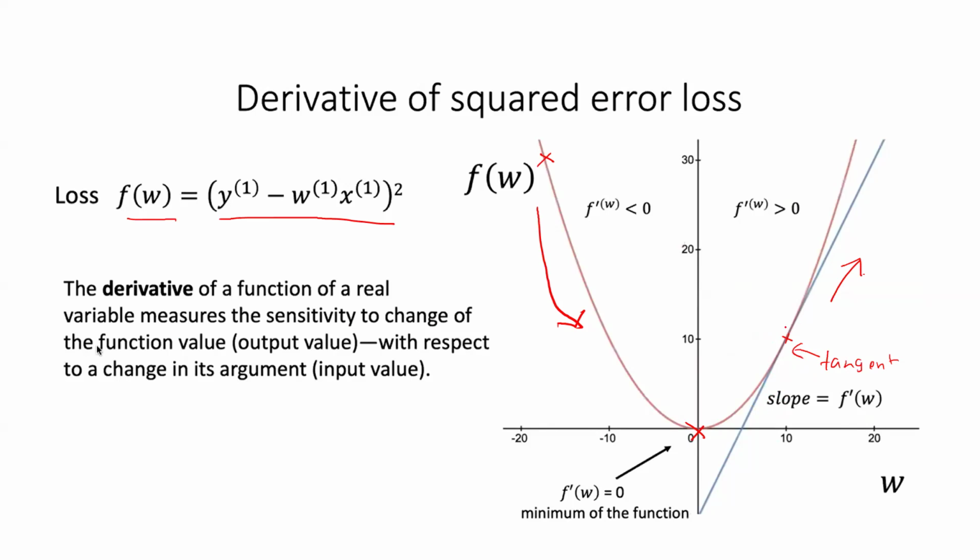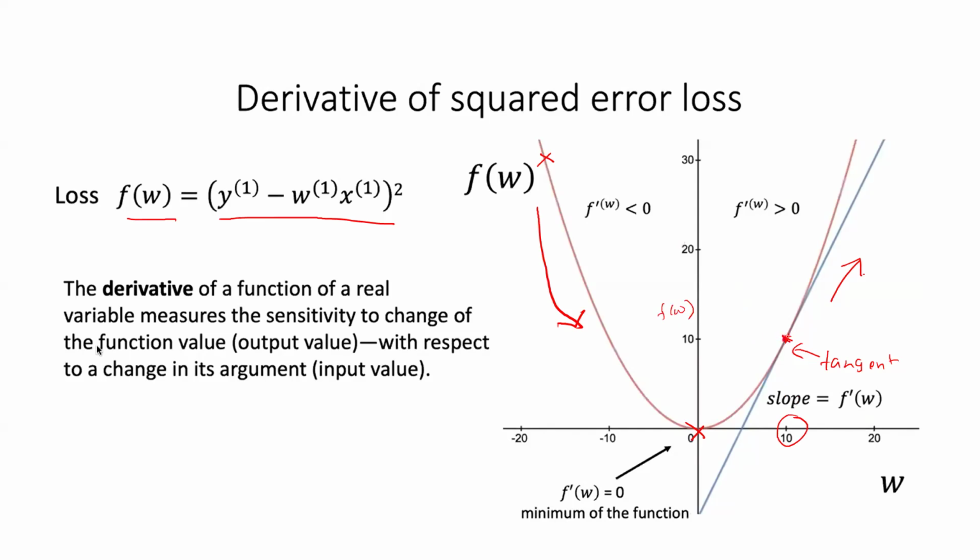So what is a derivative? A derivative is a derivative function of a real variable. It measures the sensitivity to change of the function value with respect to change in its input argument. The geometrical interpretation of the derivative is the slope of the tangent. For example, if I choose the weight equal to 10, my loss function f of w is somewhere over here.